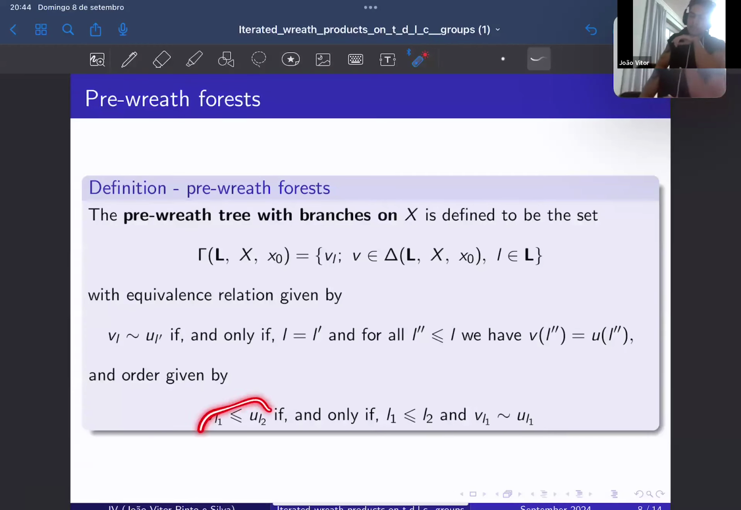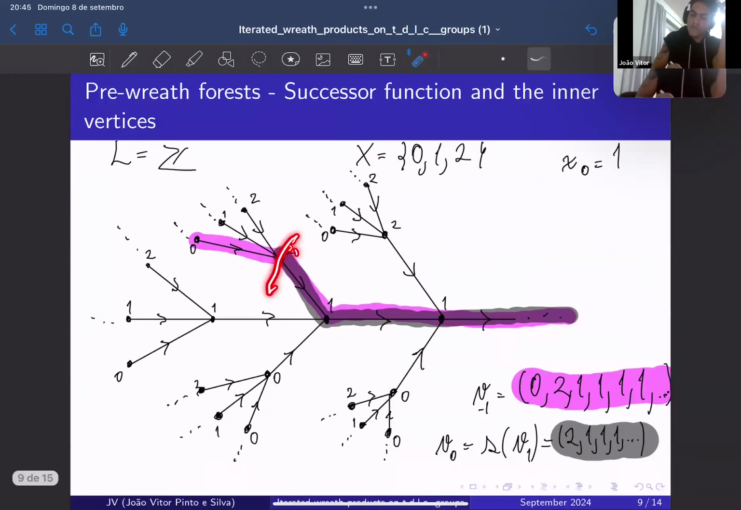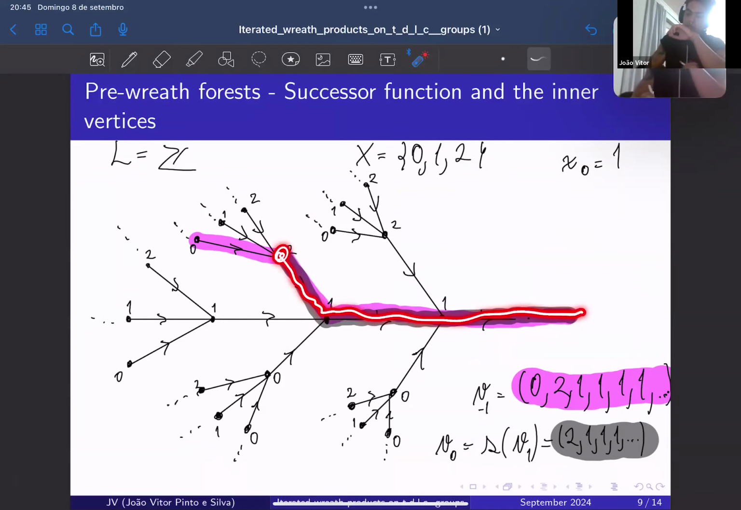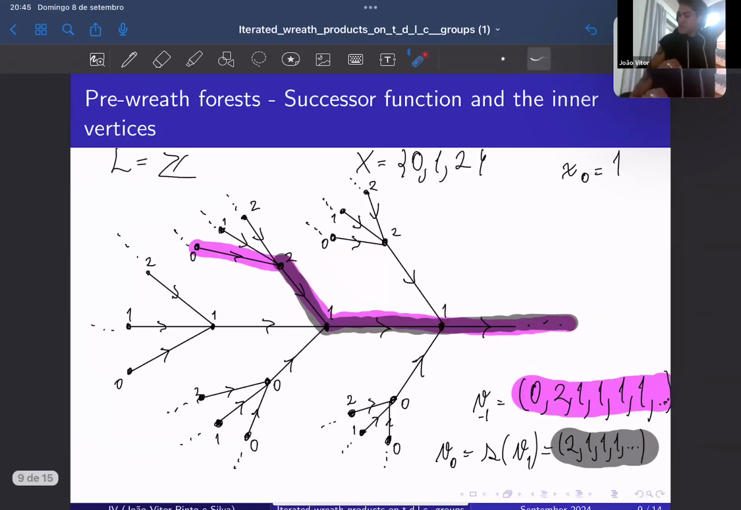And you can also define the order: one element will be bigger than the other if its L is bigger than the other, and at the smallest of the L's they are equivalent. I'm just saying that this, for example, is bigger than this because when I restrict the function here to the horizontal 0, I get the same path as the other one had from the horizontal 0 onwards. And with this, we have the definition of the pre-wreath trees.